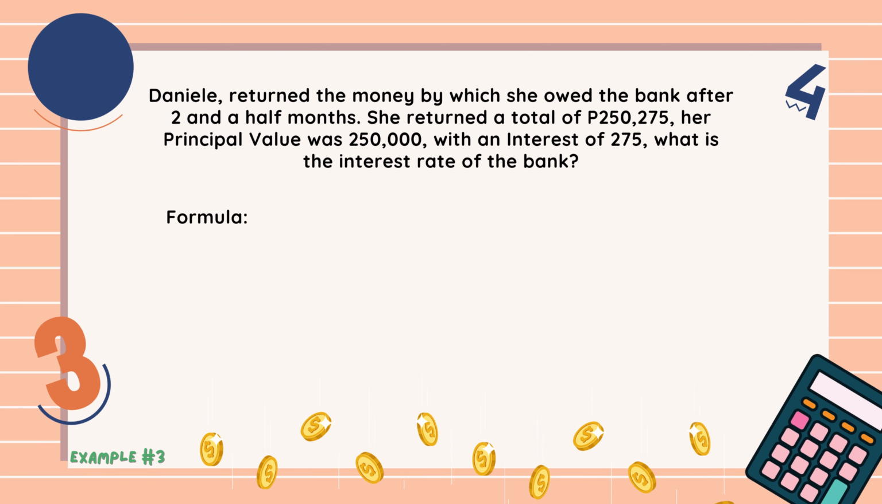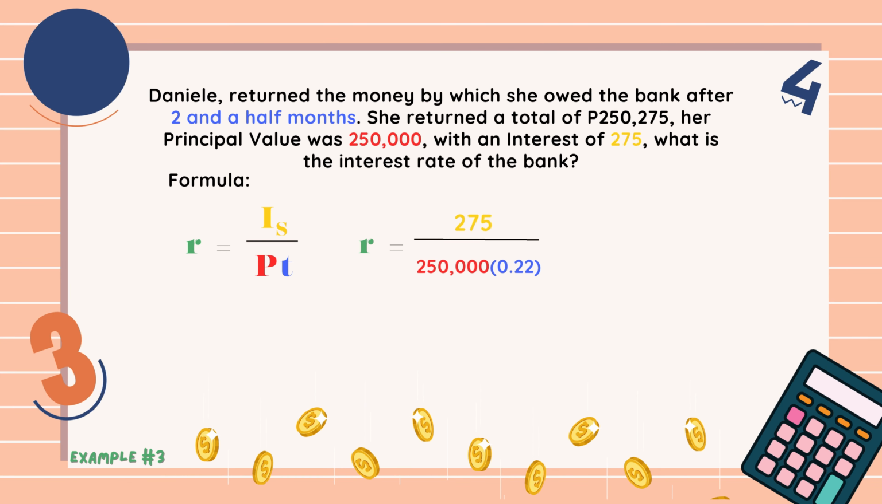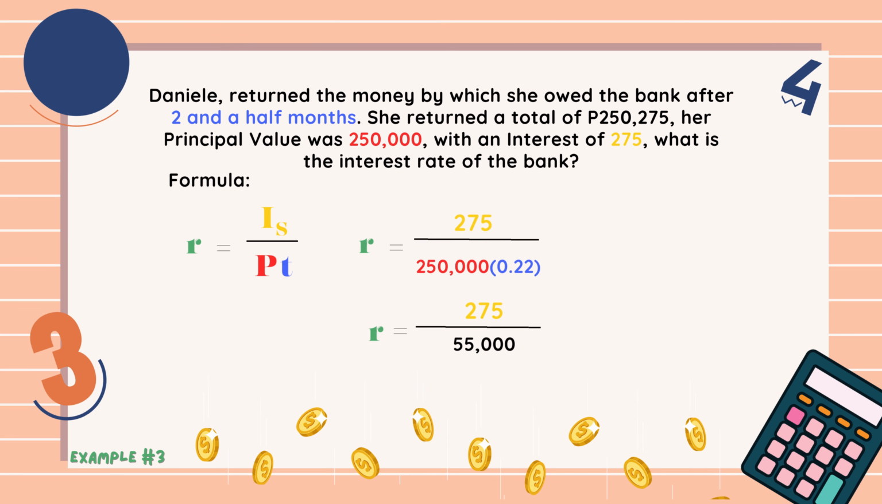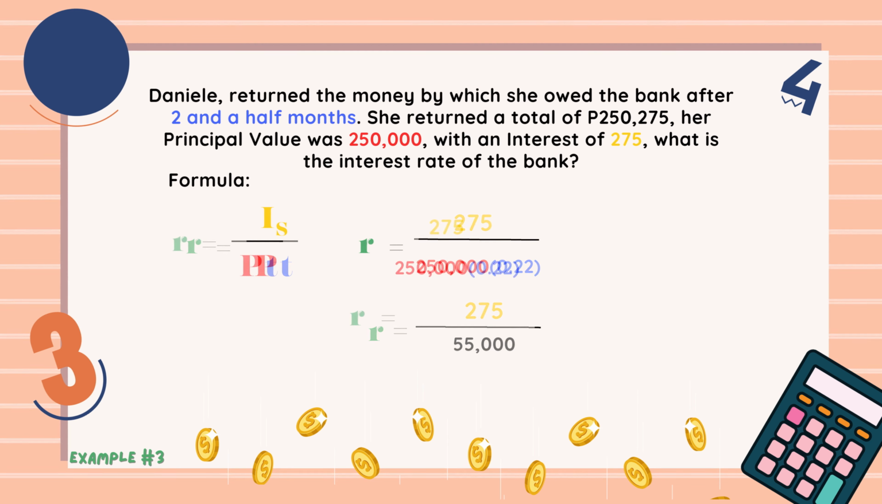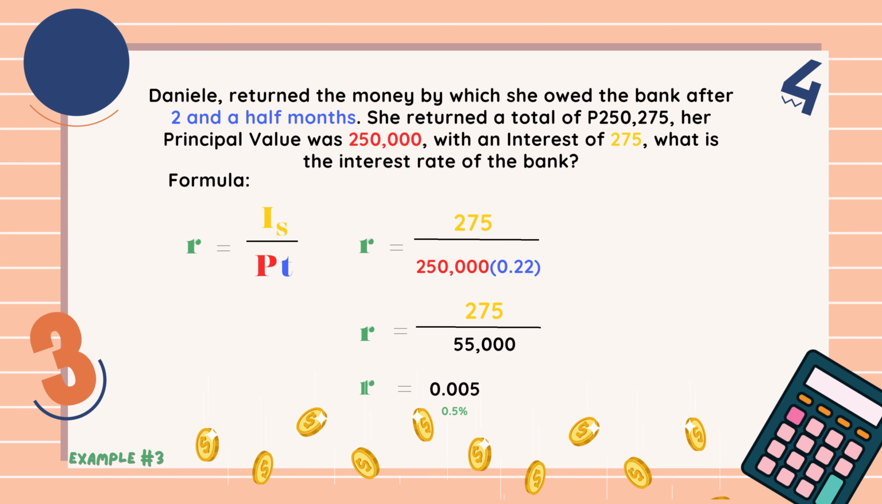But what about solving for the rate? Similarly, in order to solve for the rate, all we have to do is use the formula R equals simple interest divided by principal value times time. In putting our values from the previous given, we have 275 divided by 250,000 times 0.22 years. Simplifying would give us 55,000 and dividing gives us 0.005, which translates to 0.5%, which was our original rate.